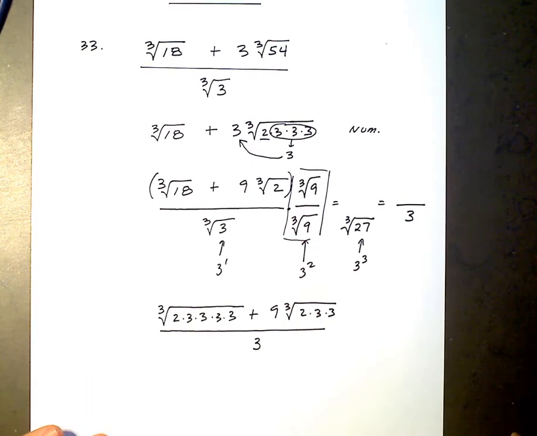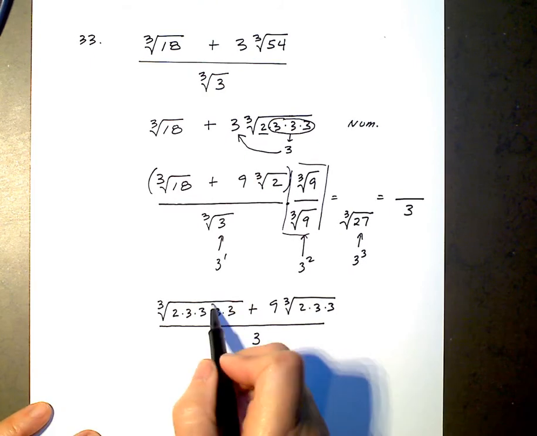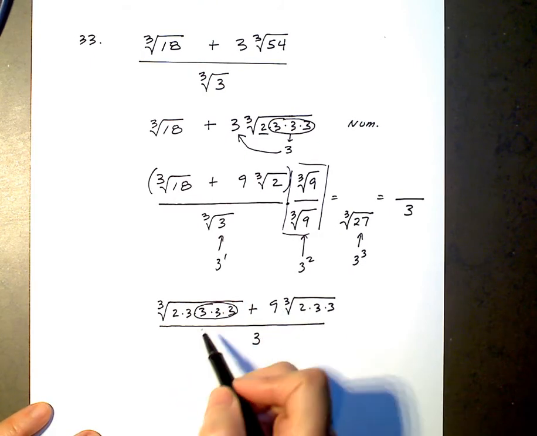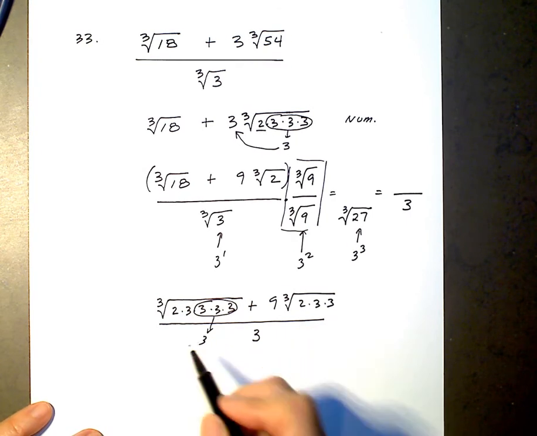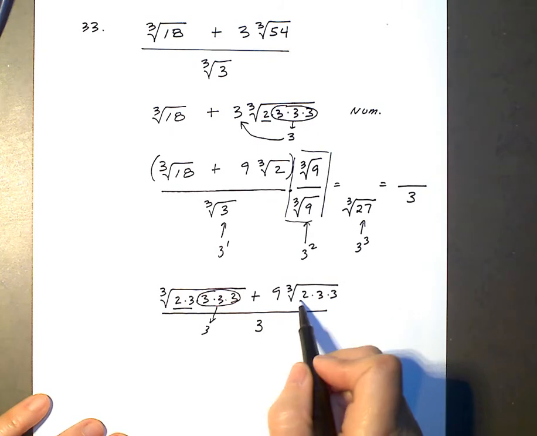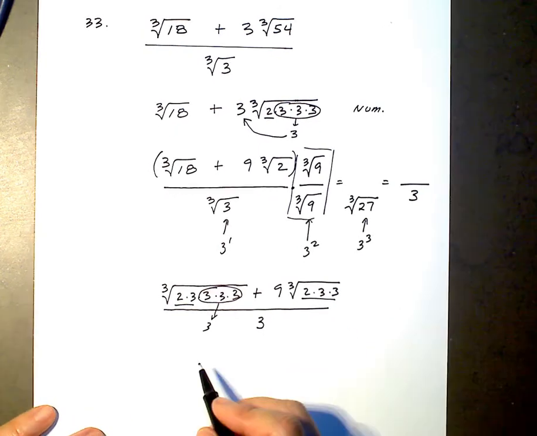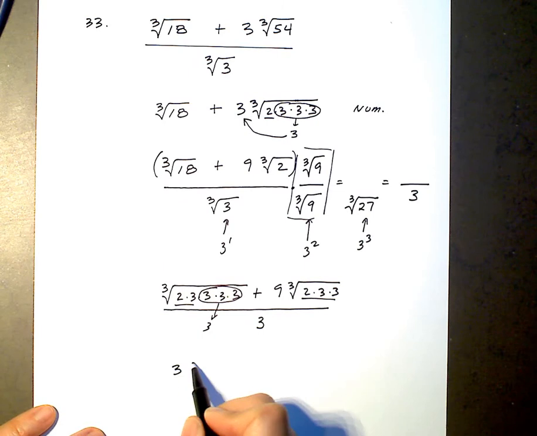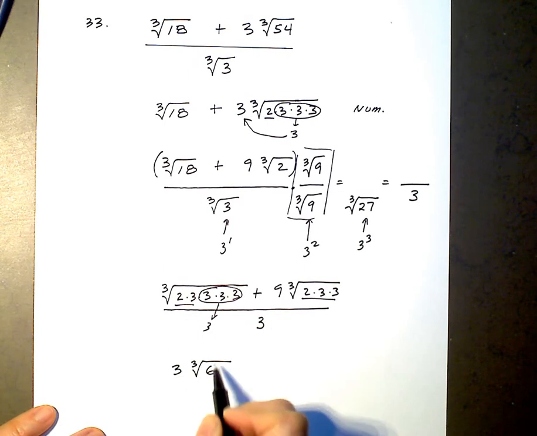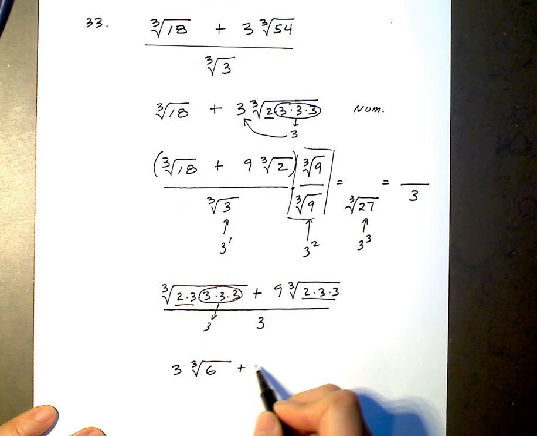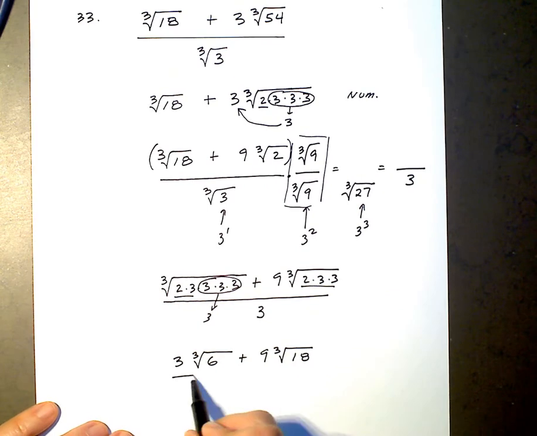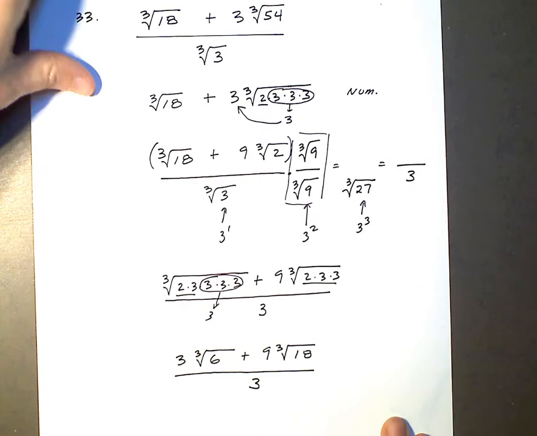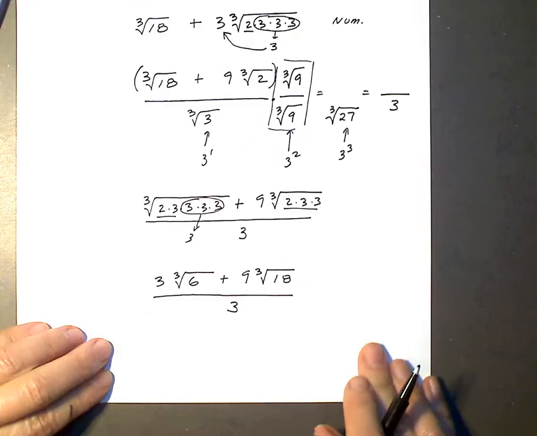So let's see what comes out. In the numerator here I have 3 will come out. Okay, so a 3 will come out and move to the front, and that 6 will stay in, and then this whole 18 will stay in. So in the numerator I'll have a 3 times the cubic root of 6, which is my 2 times 3, plus 9 times the cubic root of, that's just 18, all over 3. So I do have a common factor of 3 in both the terms in the numerator.